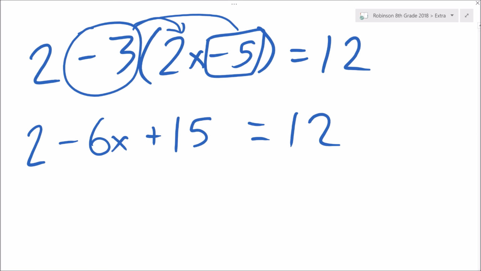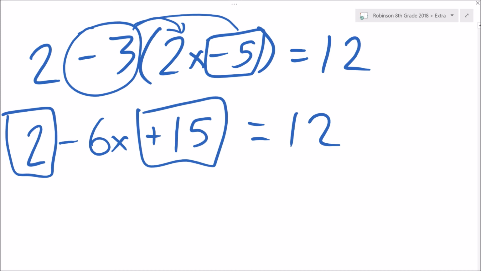Then we see if we can combine like terms. I have a 2 and I have a 15. We should know that like terms are terms that have the same variable and corresponding variables have the same exponent. Well, neither one of those has a variable, and they're both on the same side of the equal sign, so I can just put them together. And I wind up with 17 minus 6x equal to 12.